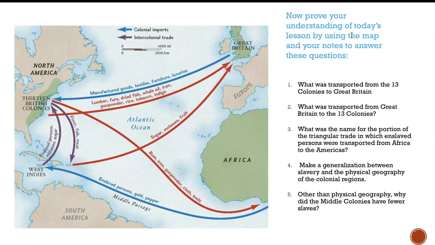Question 4. Make a generalization between slavery and the physical geography of the colonial regions. Question 5. Other than physical geography, why did the middle colonies have fewer slaves? Use this image. You can go back in the video and use your notes to answer these questions.